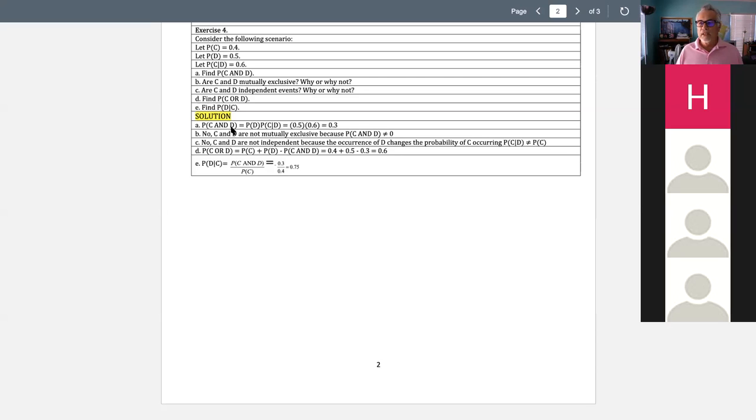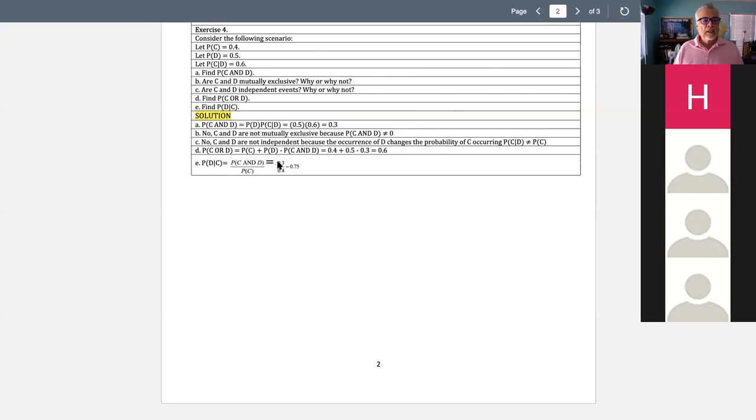The probability of C and D is 0.3, which is clearly not 0, so they're not mutually exclusive. And we know that they're not independent because D influences C, that is, the probability of C given D, we're given that to be 0.6. The probability of C is 0.4, so they're not independent.